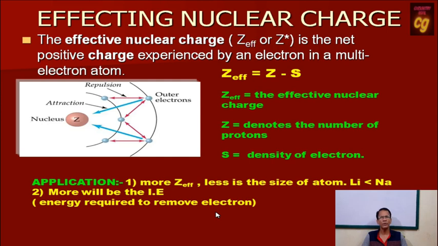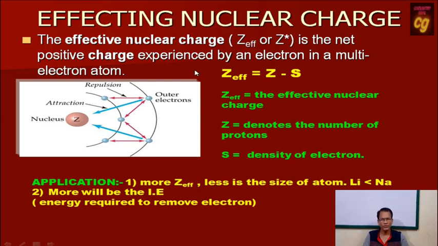The first important property is the effective nuclear charge. This effective nuclear charge, its symbol is Z effective or Z star. It is the net positive charge experienced by an electron in a multi-electron atom.